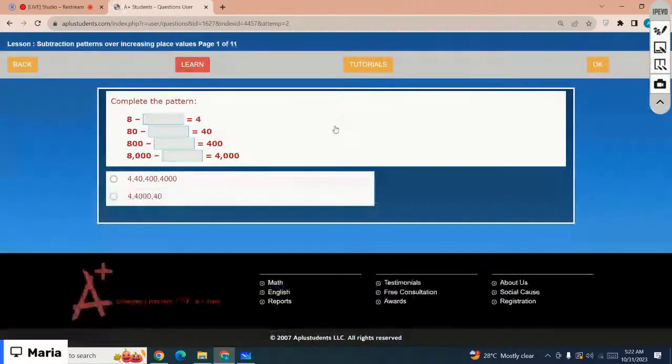Okay, 8 minus what number equals 4? 80 minus missing number 40. 800 minus the missing number equals 400. And then 8,000 minus the missing number equals 4,000. So which option is the correct one? Option 1 or option 2?